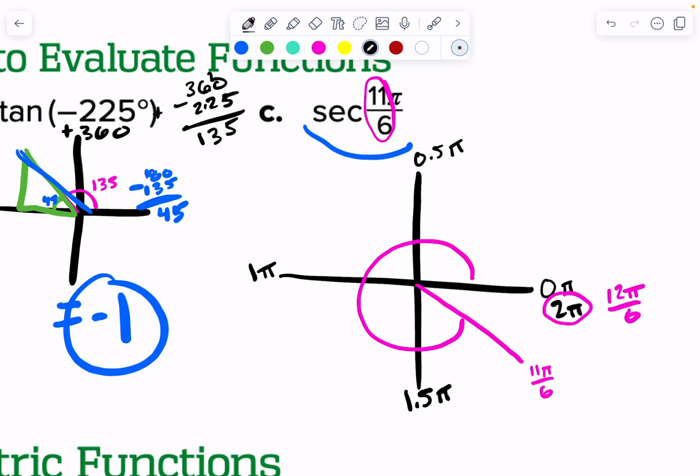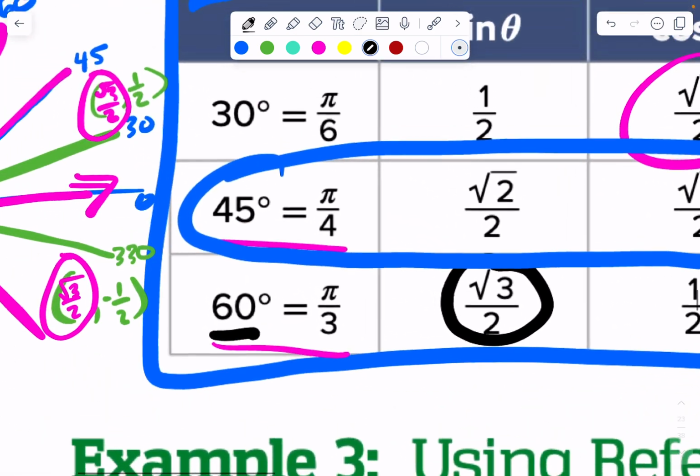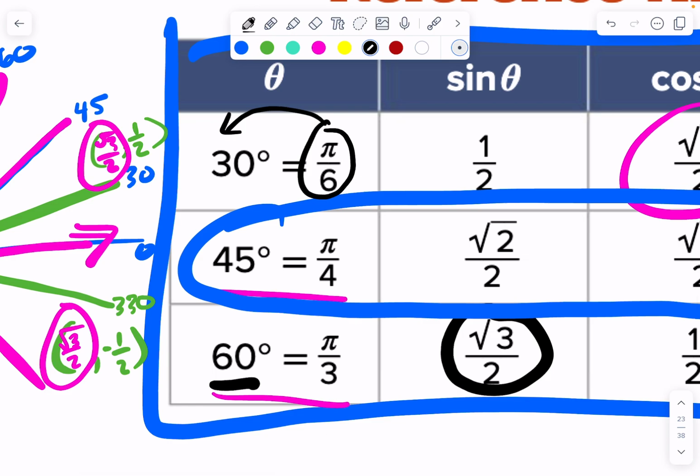So how much more do I need to go? What would my reference angle be in order to get all the way through? If I'm at 11 pi over 6 and I need to get to 12 pi over 6, I need to go another pi over 6, right? And pi over 6 is 30 degrees. I don't know if you've figured that out yet, but pi over 6 is 30 degrees and pi over 3 is 60 degrees. It's kind of like the reverse of that, right? Pi over 6, 30, pi over 3, 60.